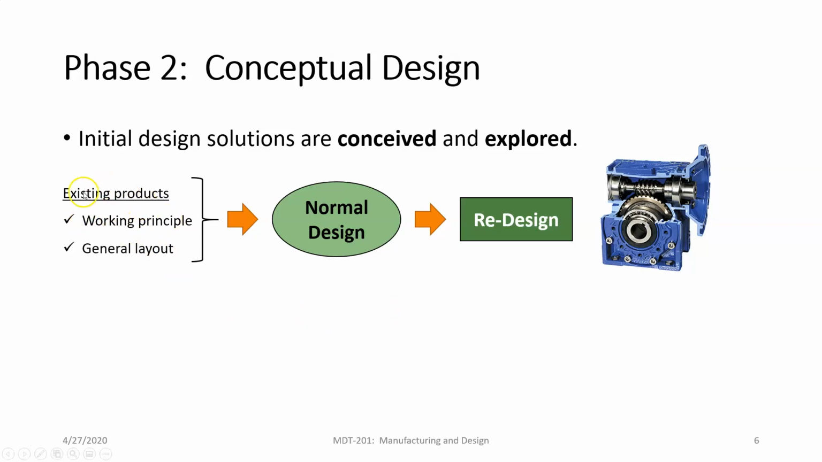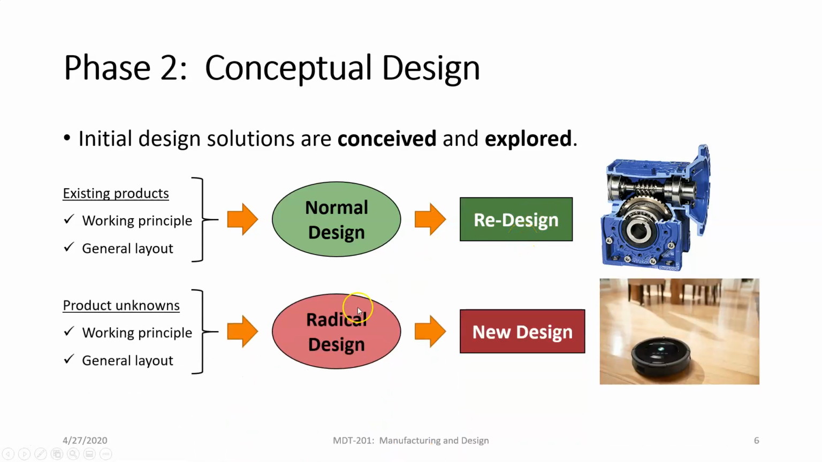So we can work on the existing product working principle and the general layout, take the normal design, and then redesign it. The other option is to produce a radical design, a new design, something that hasn't been seen before. So in this case, before we had robotic vacuum cleaners, the idea of a Roomba was radical. What? You're going to design a robot that goes around and cleans the floor automatically? So this would be what we would call a new design. So we could have redesigns or new designs.